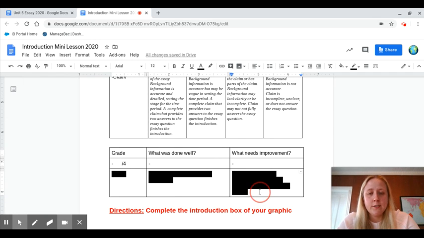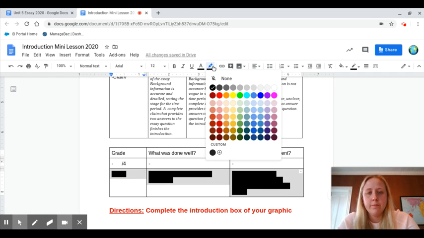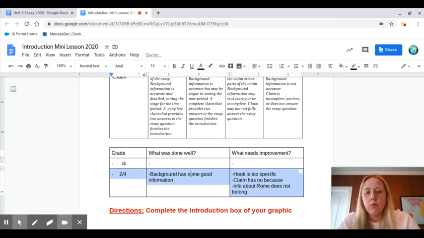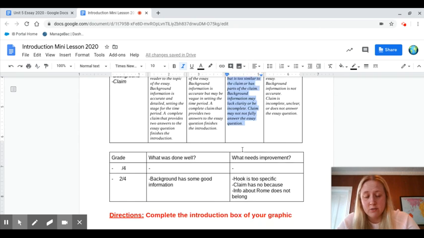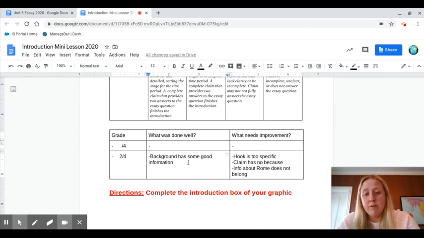Okay, so if we look at the teacher grade here by unhighlighting, we'll see they gave it a 2 out of 4. So we gave it a 2 here, right? Too similar to the claim. Background information may lack clarity. Claim may not fully answer the question. What was done well? The background was okay, right? It had some information to help the reader, but what needs improvement here?